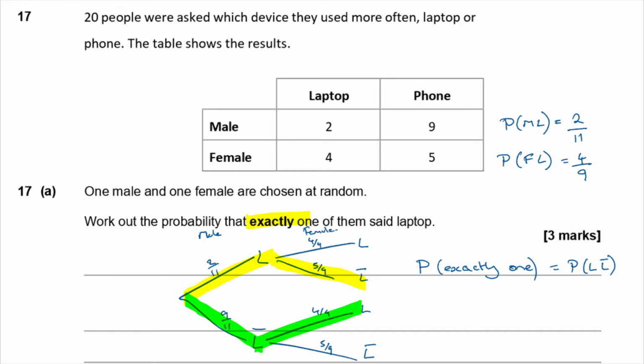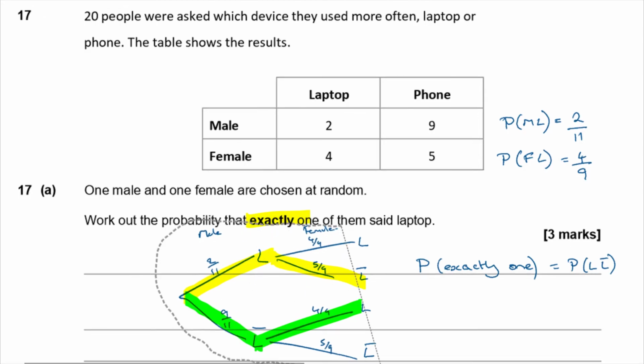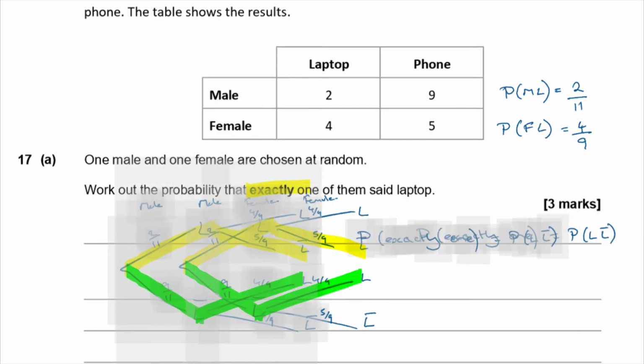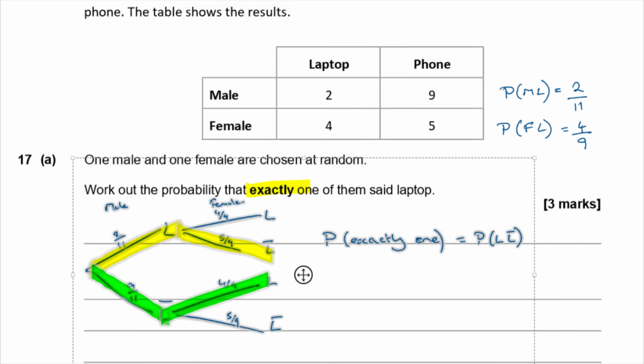I'm just going to move this over because I'm kind of busting out the edge of the screen here. So let's just move this over to the side a little bit because I ran out of space. Let's just move it that way a little bit.